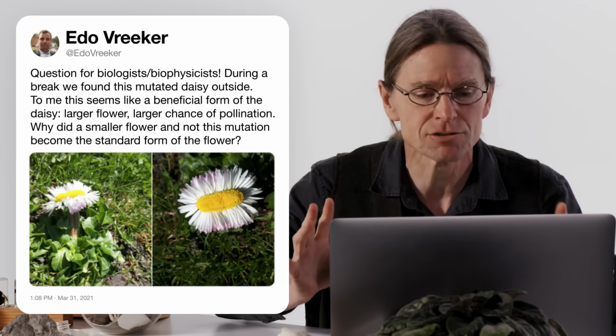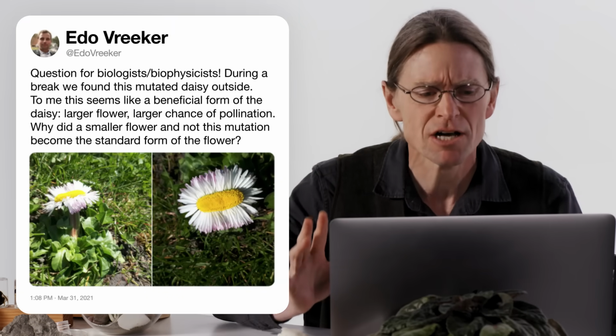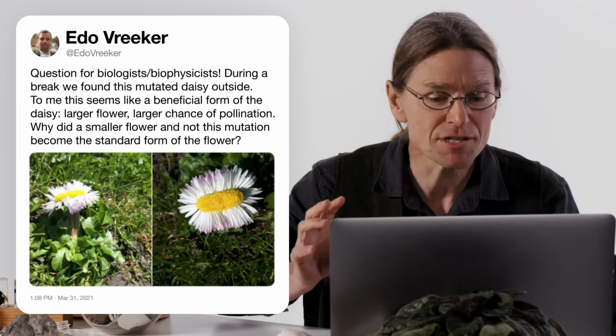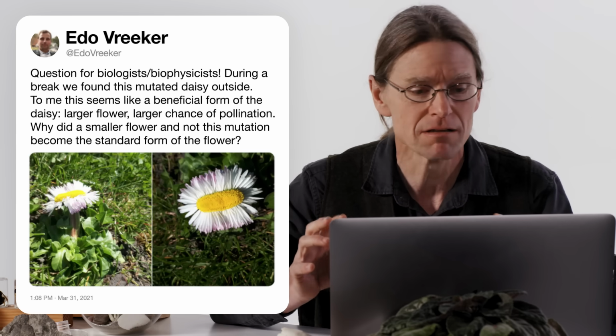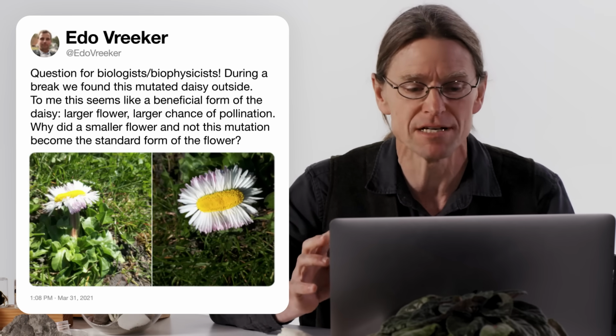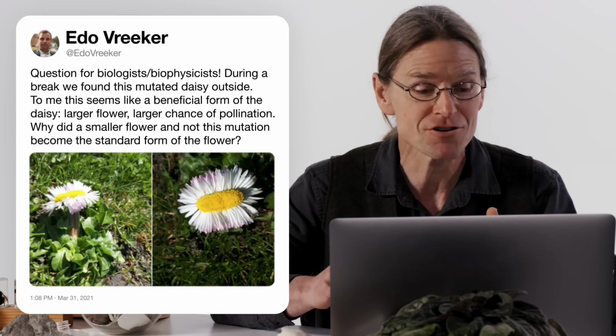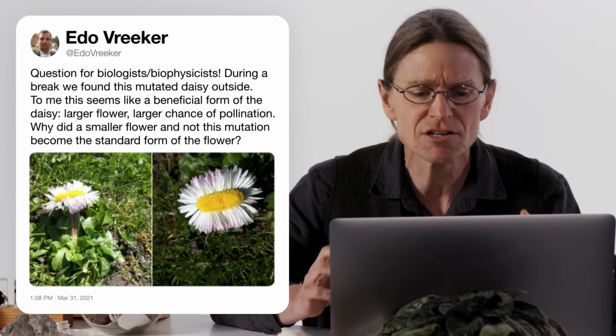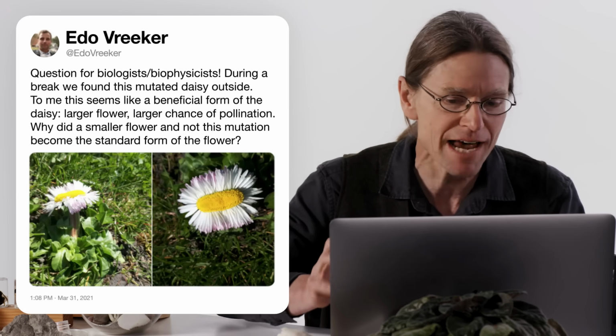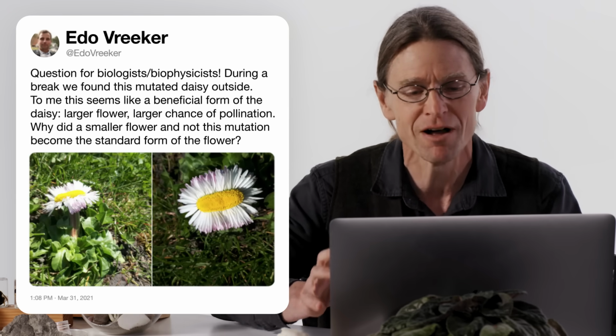Ido Vrieker asks, question for biologists/biophysicists. During a break, we found this mutated daisy outside. To me, this seems like a beneficial form of the daisy. Larger flower, larger chance of pollination. Why did a smaller flower and not this mutation become the standard form of the flower?